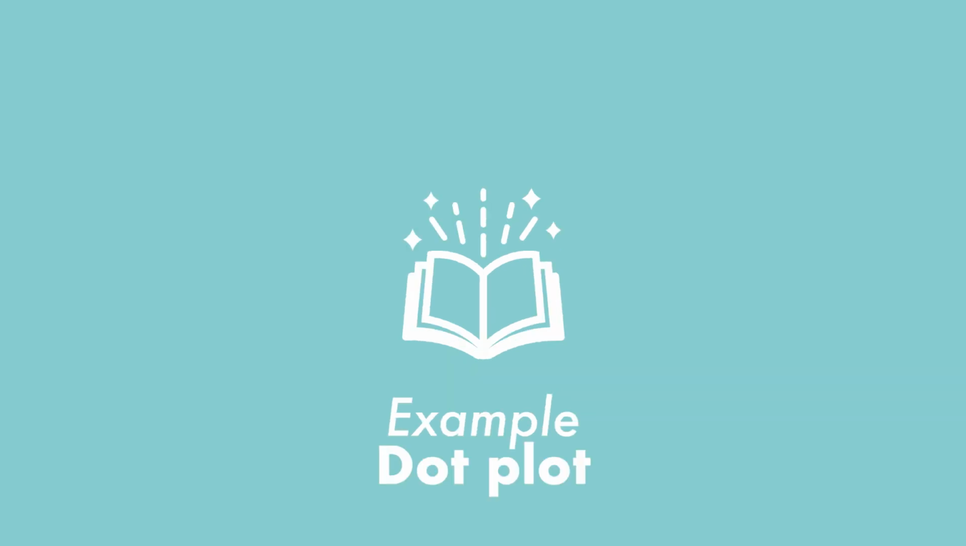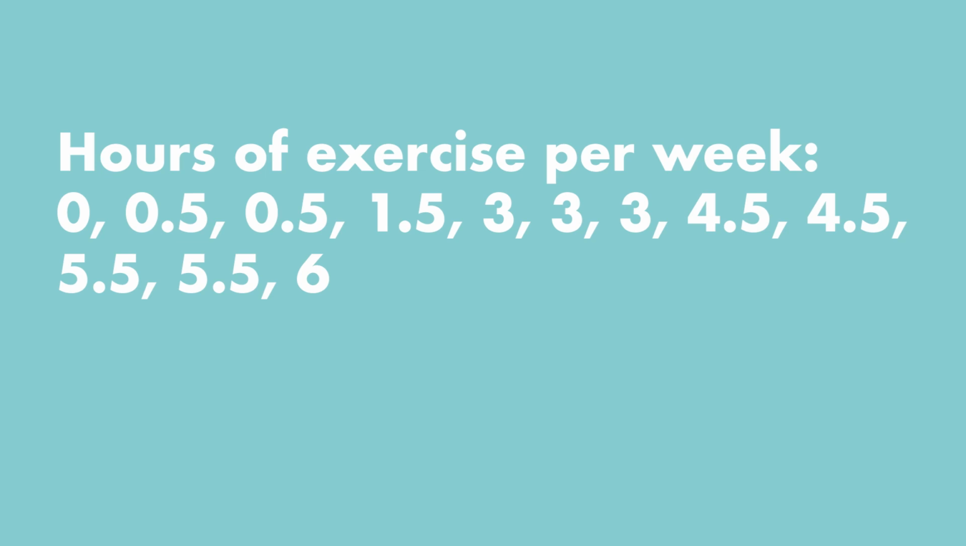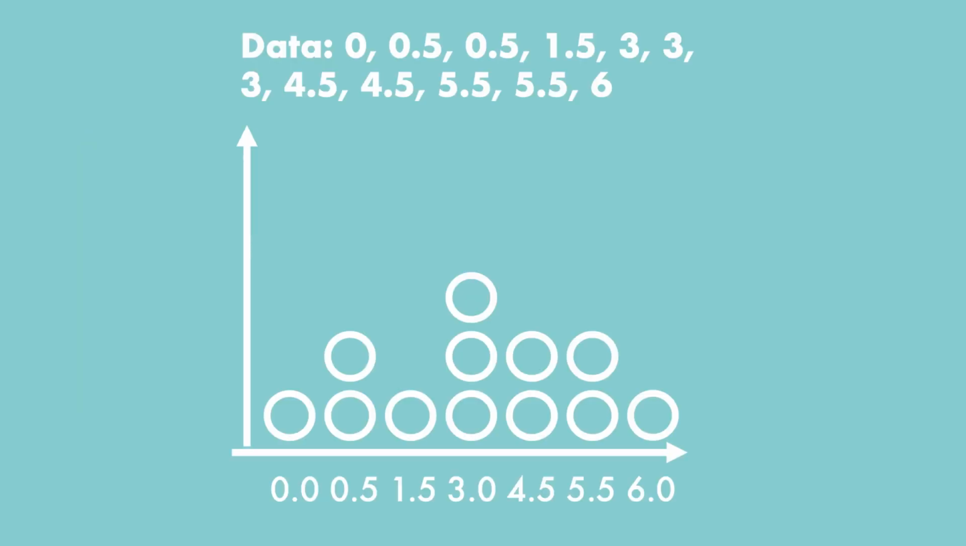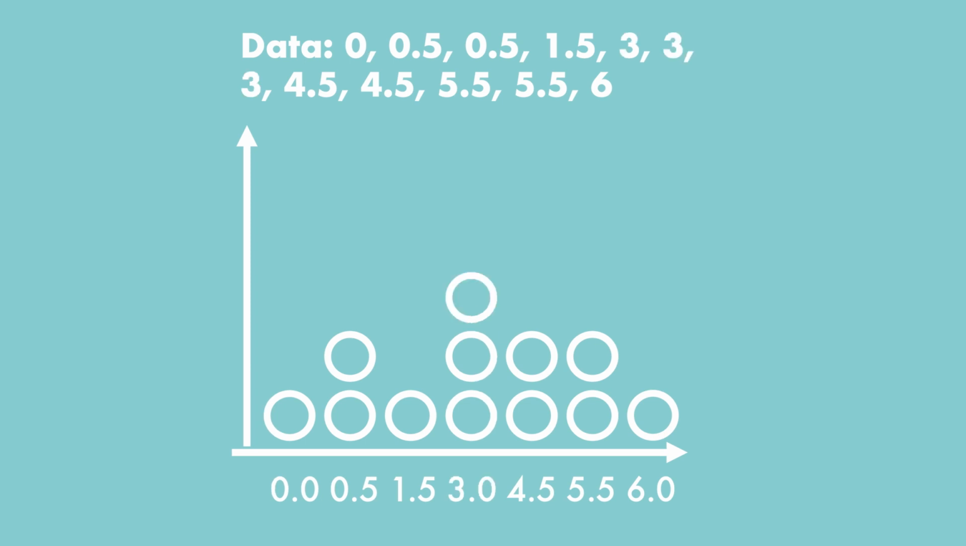Consider the following data dealing with the hours of physical exercise per week. The dot plot for this data would be as follows. For each observational value, we represent the corresponding frequency as dots. For example, 0 has 1 point, 3 has 3 points, and so on. Importantly, we can extract meaningful information from this plot.